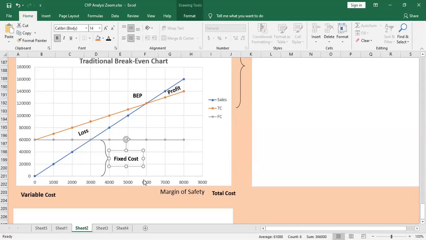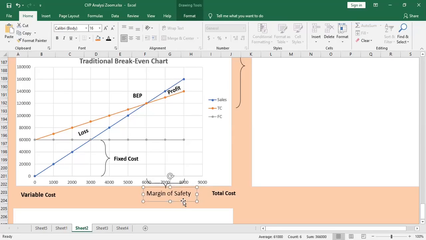And since this is starting from here, these 6,000 units are actually your break-even, so your margin of safety is really here, right? Starting from 6,000 going up to 8,000 units, that is your margin of safety. That is your margin of safety.